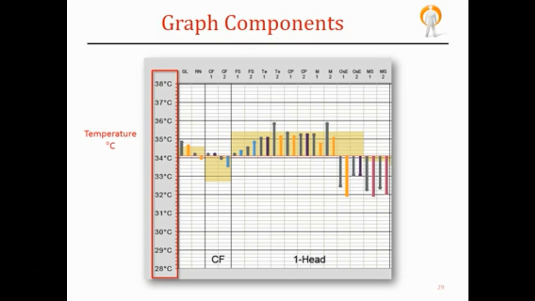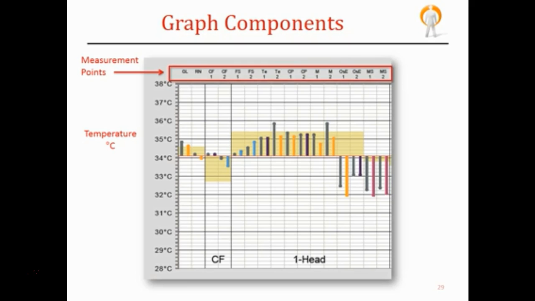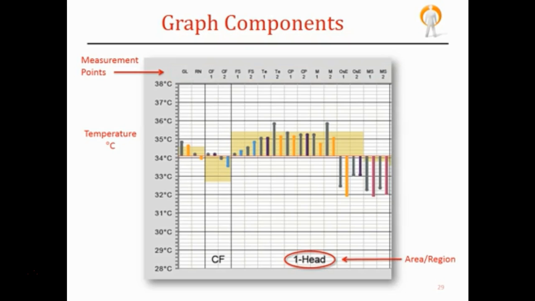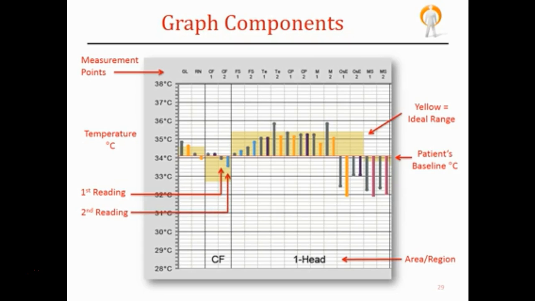Along the sides of the graph are the temperatures in Celsius degrees, and along the top here are the labels for the measurement points. Each region is labeled at the bottom and given a number. So here you can see the head region is number 1. The patient's baseline temperature is the red horizontal line, and the shaded yellow background is the ideal temperature range for each point. The first reading for each point is gray, and graphed as a vertical line relative to the baseline as we said before. And the second reading for each point is graphed next to the first reading and colored according to its behavior.